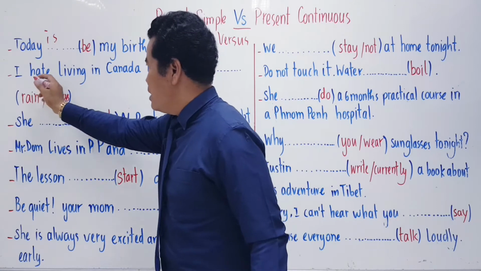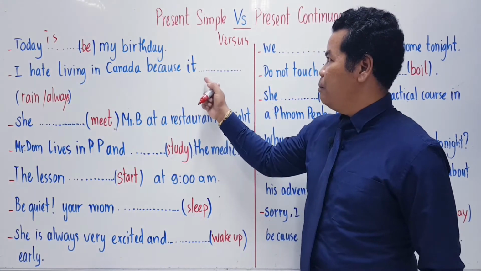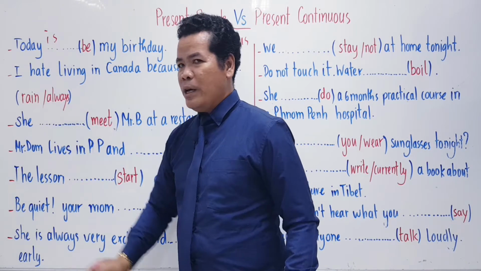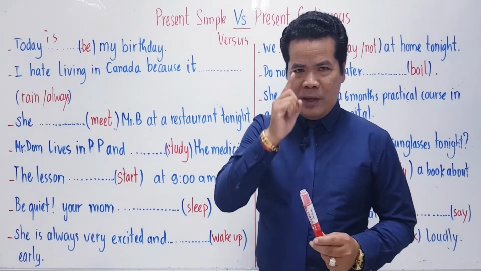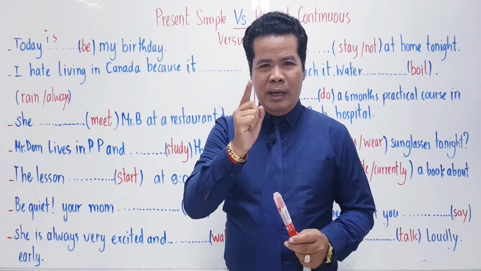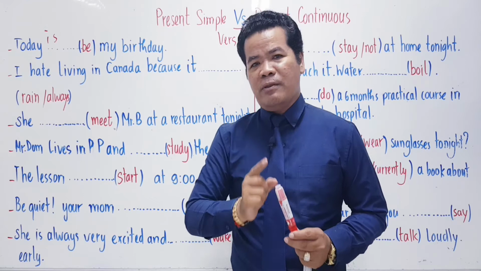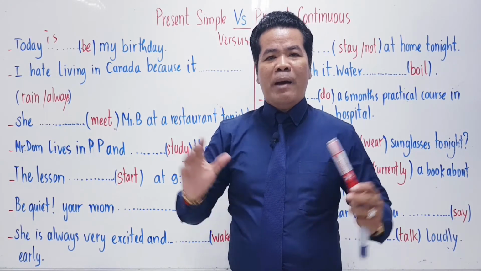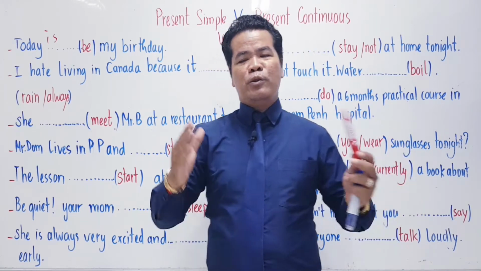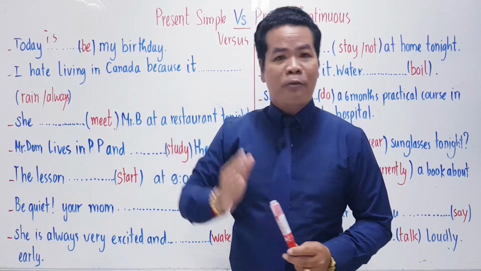I hate living in Canada because it blank, and see the word in the bracket, rain, and the word always. Just think about it. The first thing you have to think about is whether this sentence uses the present simple or present progressive. When you have made the right decision, whether it is the present simple or the present progressive, then we go on to the forms.